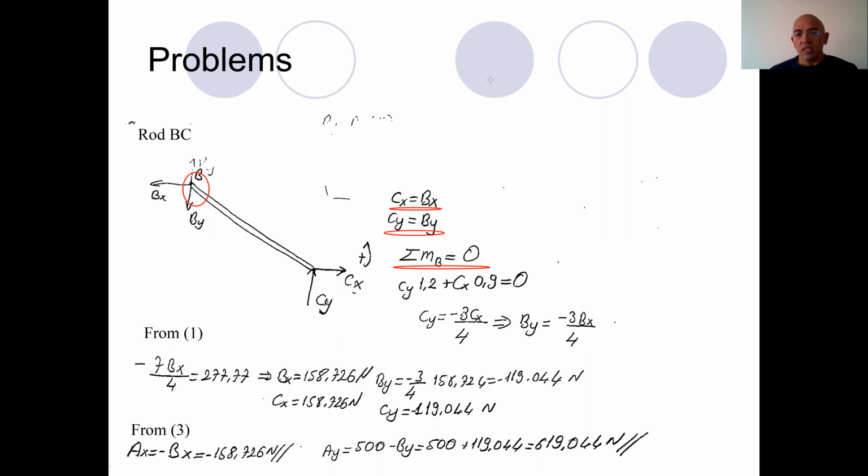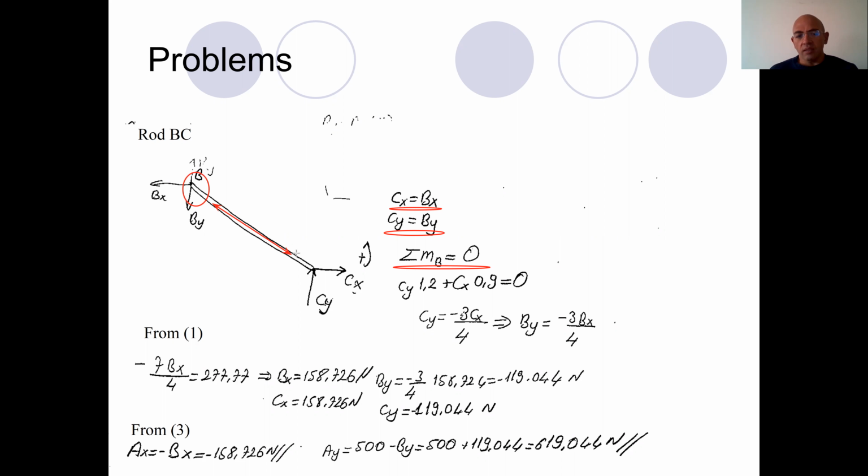Now, this basically means that, identical to the truss elements, if there is no external load acting on the member, rods carry the load along its direction. This is what it means.